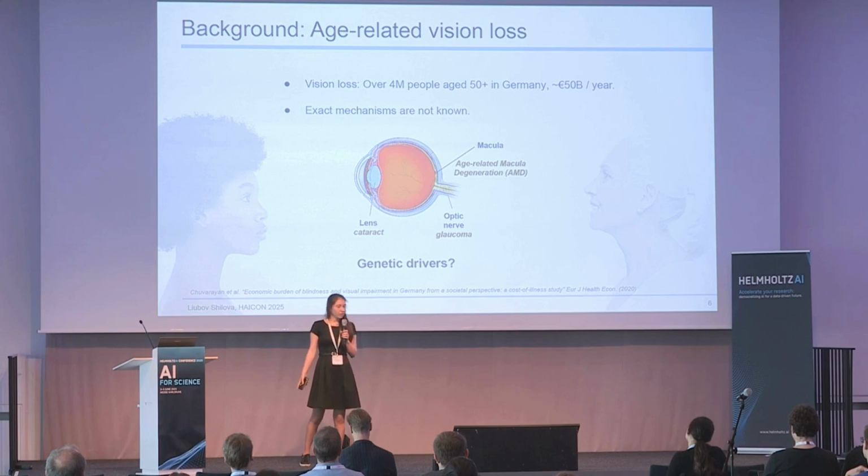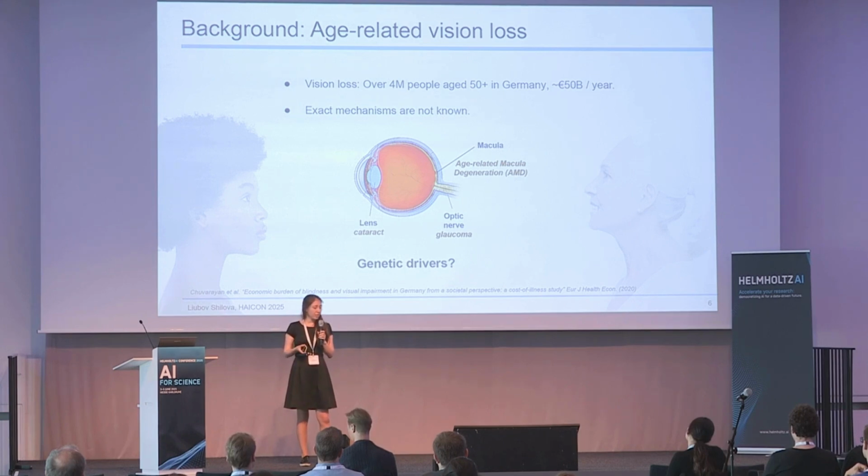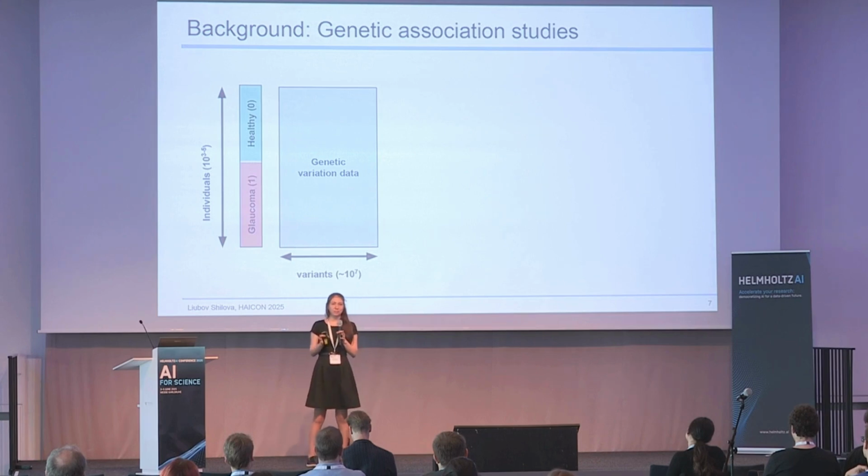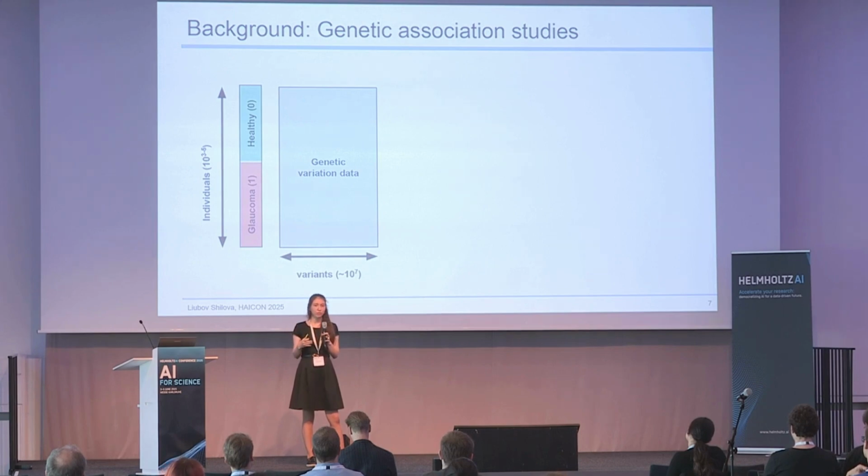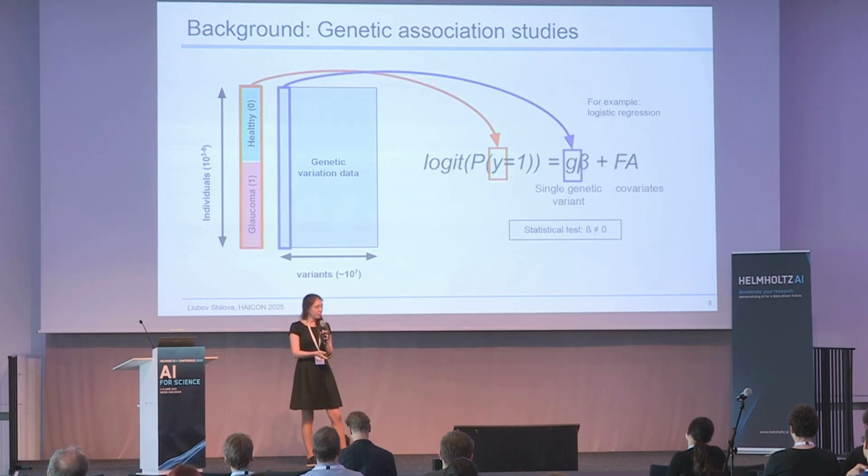And one of the ways to study the underlying mechanisms is through genetic association studies, where we aim to find genetic variation which affects the risk of the disease. The procedure here is quite straightforward. We collect genetic variation data from hundreds of thousands of individuals with the disease, for example, glaucoma, and without. And then variant by variant, we test for association with the trait.